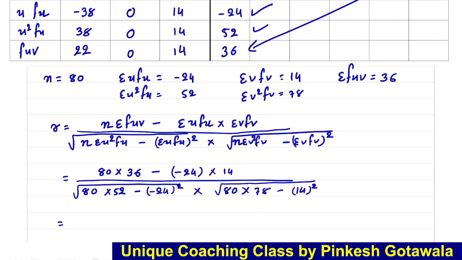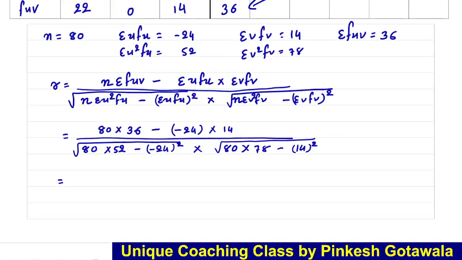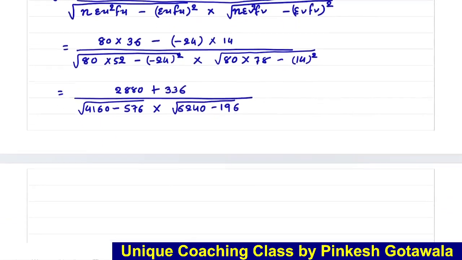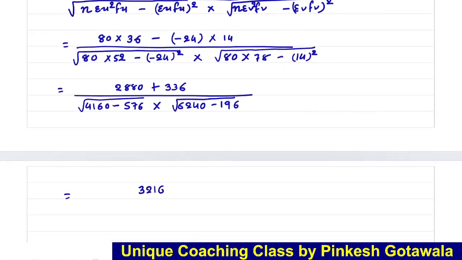80 into 36, 2880. Here minus minus plus 24 into 14, 336. 80 into 52, 4160, 24 square, 576. 80 into 78, 6240, here 196. 2880 plus 336, that is 3216.